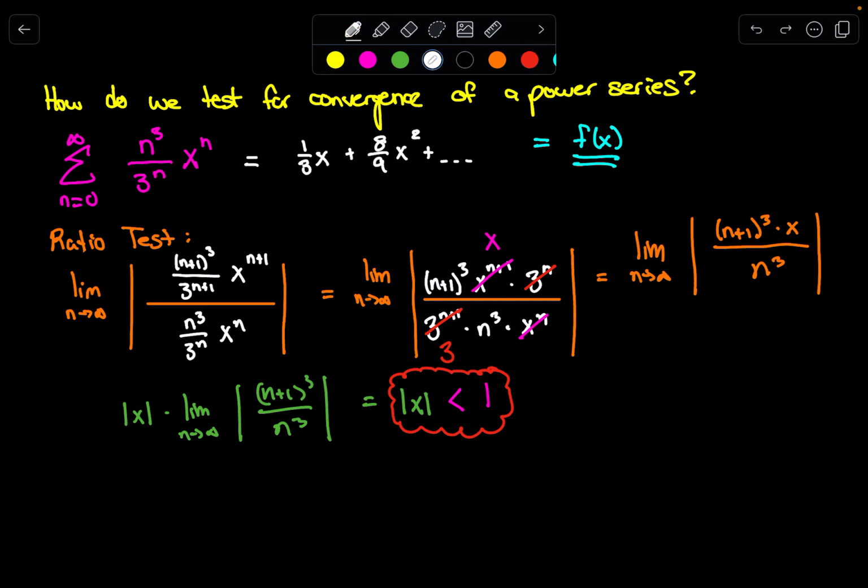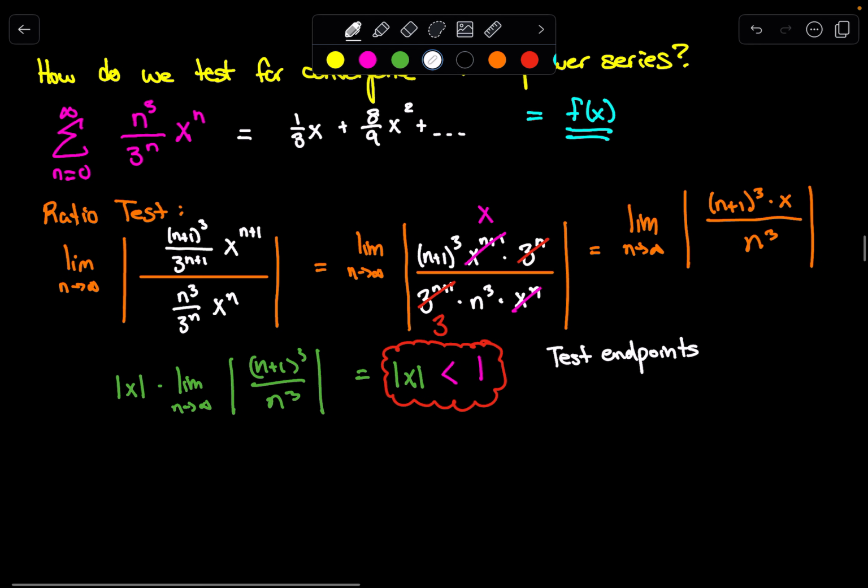But since this is inconclusive for when this thing equals 1, we're going to test when the absolute value of x equals 1. So that means we're going to test the endpoints, and we're going to do this because, again, the ratio test is inconclusive when our result equals 1. And so what does it mean to test our endpoints? Well, when does the absolute value of x equal 1? That's going to happen when x is equal to 1, or when x is equal to -1. So let's take a look at what happens to our series if we choose x equals 1.